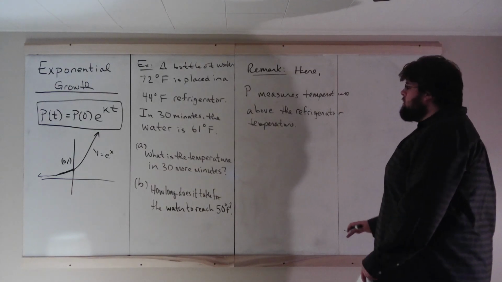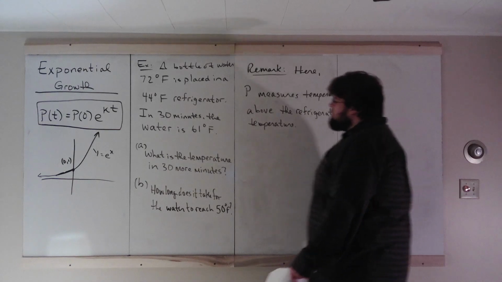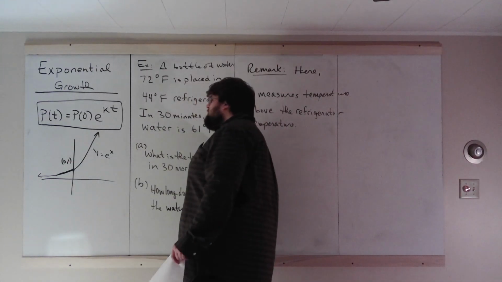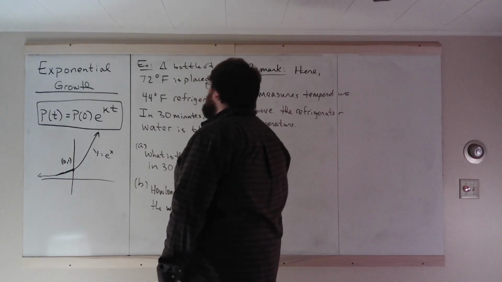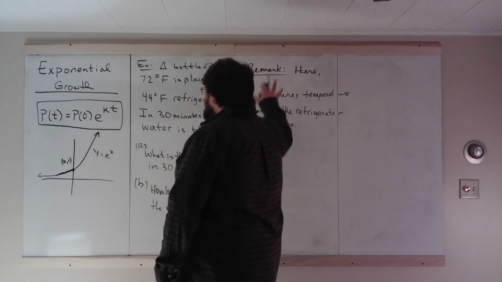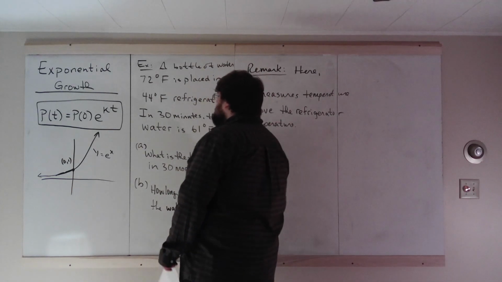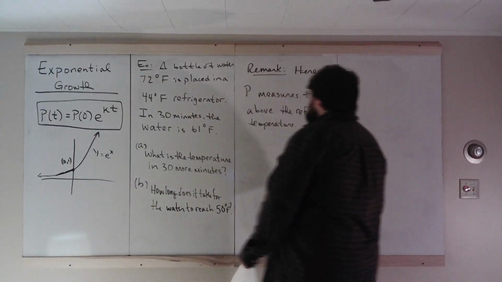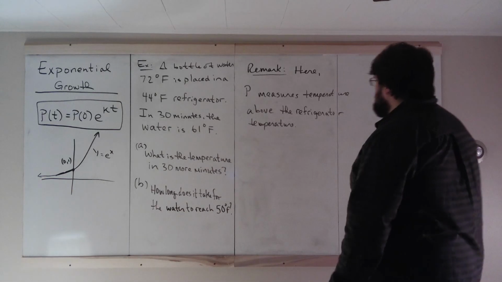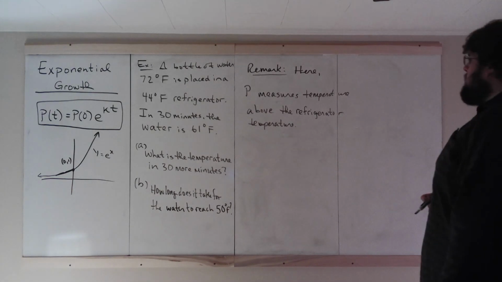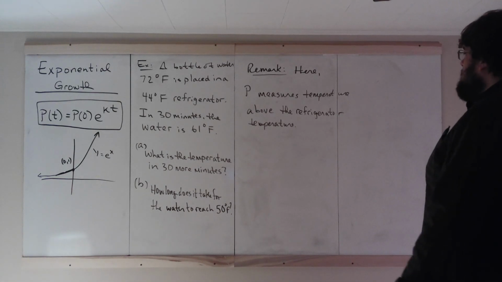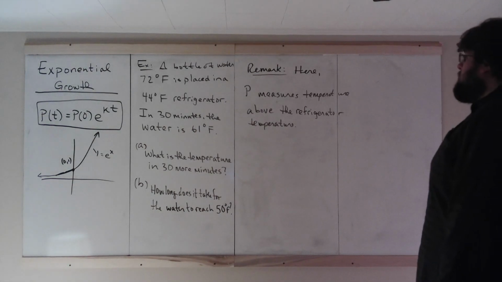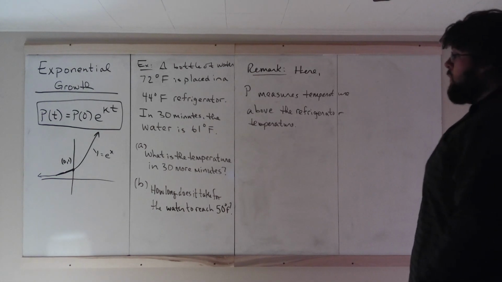I could, for this type of example, give you an equation that looks different and takes this into account. I think it's easier to always just keep this in mind than it is to have to interpret an equation that is slightly different, but it's really saying the same thing. So here we're just going to remember that P measures the temperature above the refrigerator temperature. So in this case, P measures the temperature above 44 degrees.